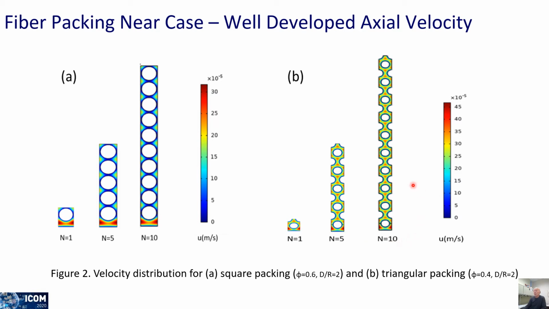Same thing we observe with a triangular packing over here. This is for a slightly lower packing fraction of about 0.4, but for the same D over R of 2. What you can see here is we do have these hot spots where the velocity is much higher adjacent to the fiber wall, and as we increase the number of fibers, as we go from just 1 to 10, we see that this hot spot remains here.